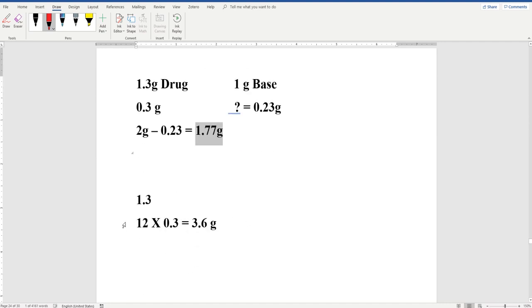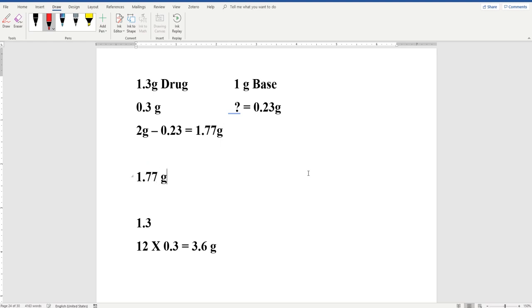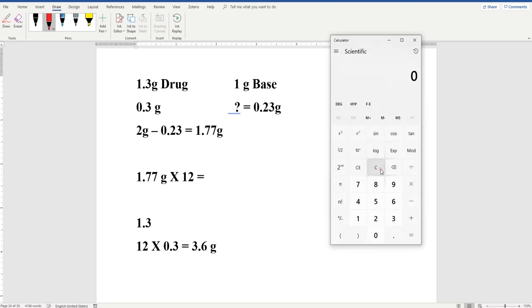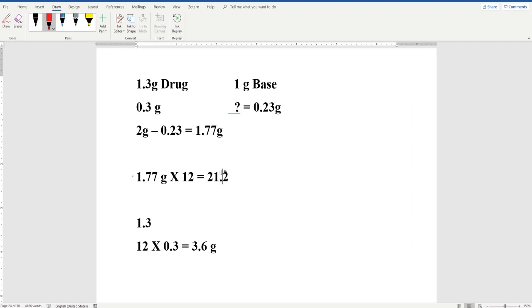We already calculated how much drug I need in the formulation. I need 3.6 gram of aspirin. How much base do I need? For one suppository, it's 1.77 gram. What about for 12 suppositories? How much do I need? Then you have to multiply 1.77 multiplied by 12, and you have 21.24 gram.